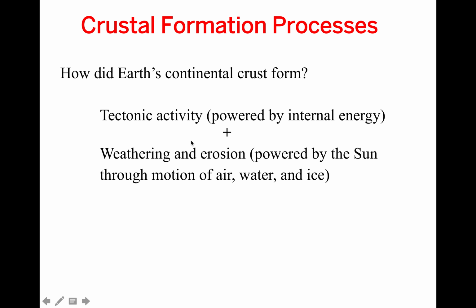So how do we form the Earth's crust? When you look around the Earth, how do you see the Earth being formed? Two major activities. One is plate tectonics, by the movement of the plates. And the second is weathering and erosion. This is powered by the sun, air, water, and ice and their movement. So two major reasons.